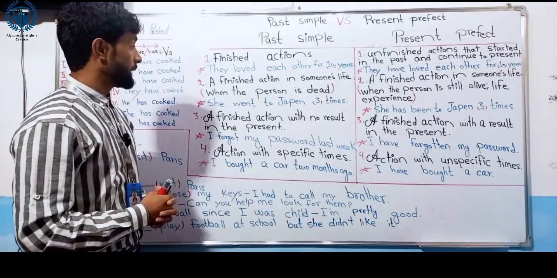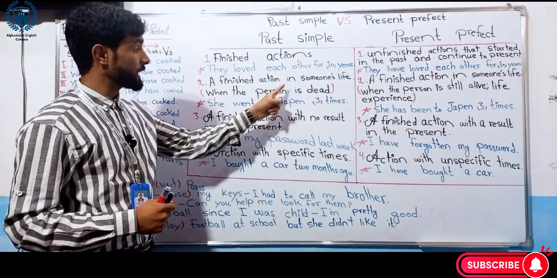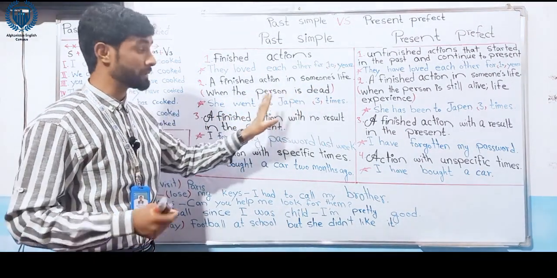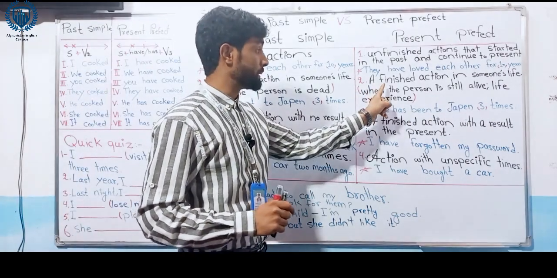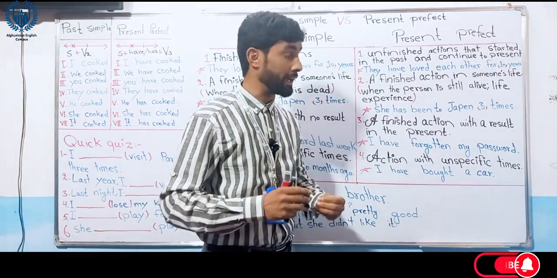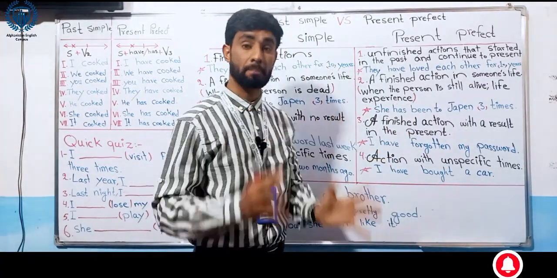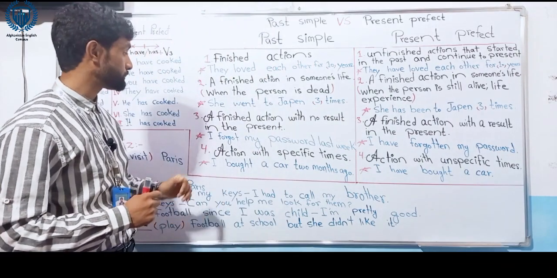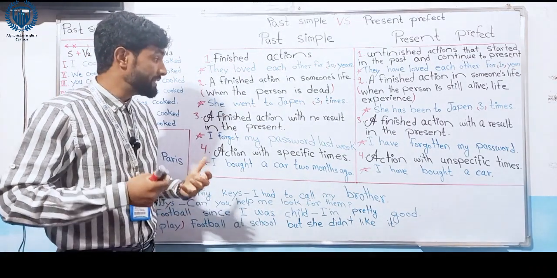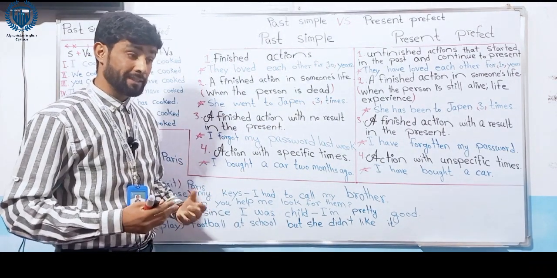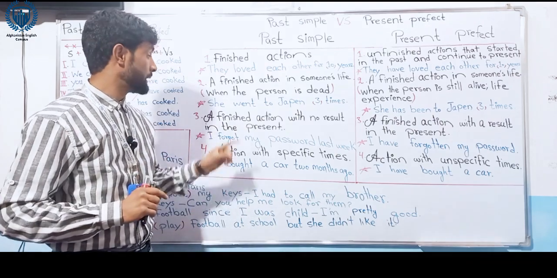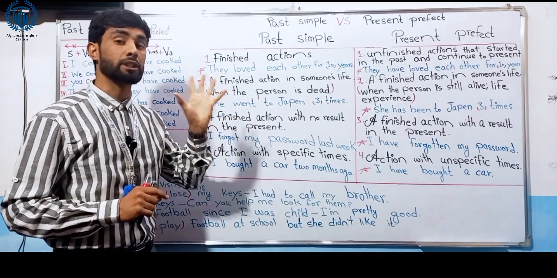The second one. Simple past, a finished action in someone's life when the person is dead. And present perfect, a finished action in someone's life when the person is still alive and it's a life experience. Look at the example. She went to Japan 3 times. It means when we say this sentence, we clarify that the person is not alive now. So the person is dead.